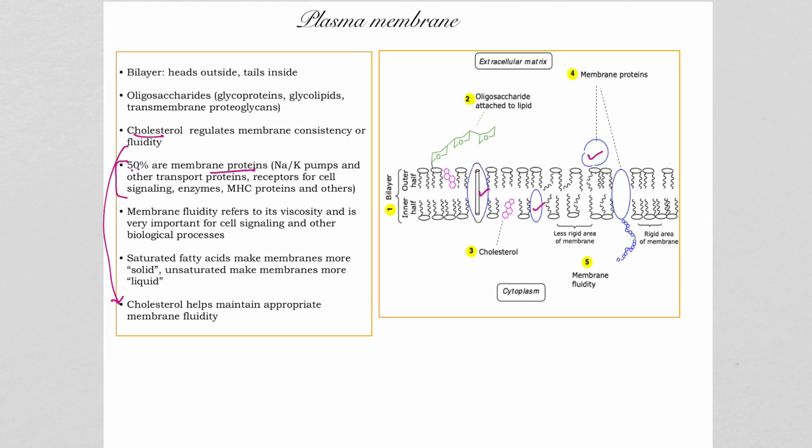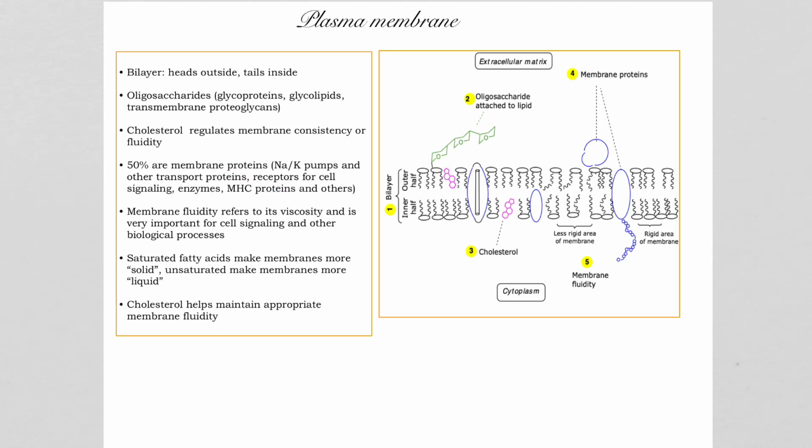After all, this plasma membrane is facing the outside of the cell, so it's looking at the environment. It is very important for proteins to be there and help decide what the cell is going to do. These proteins can be all kinds of proteins, which we'll talk about later, such as sodium-potassium pumps and other transport proteins. They could be receptors for cell signaling, which we'll talk about later under cell signaling. They could be enzymes. They could be major histocompatibility proteins, and many, many other types of proteins.